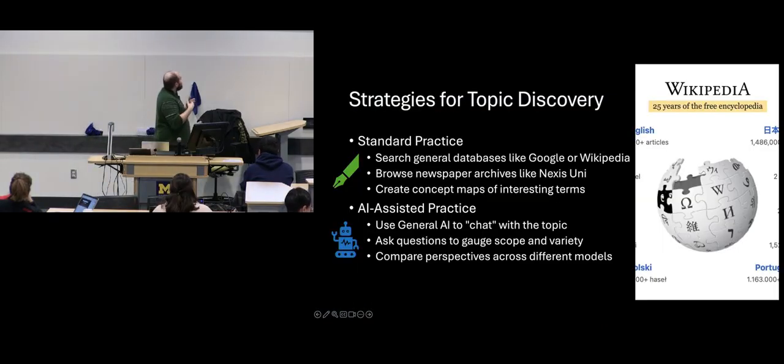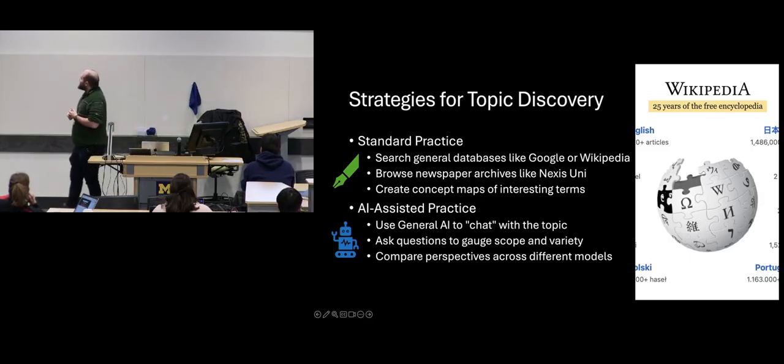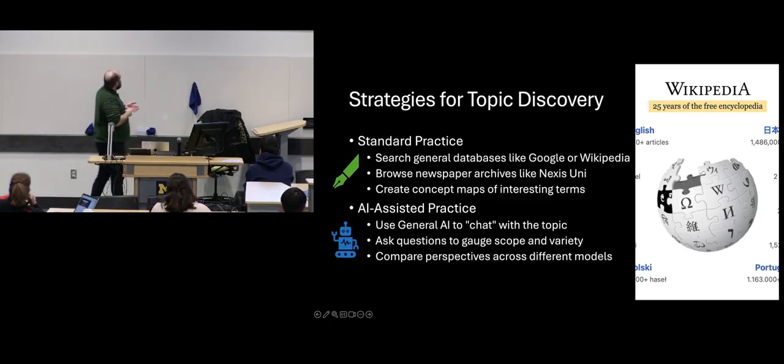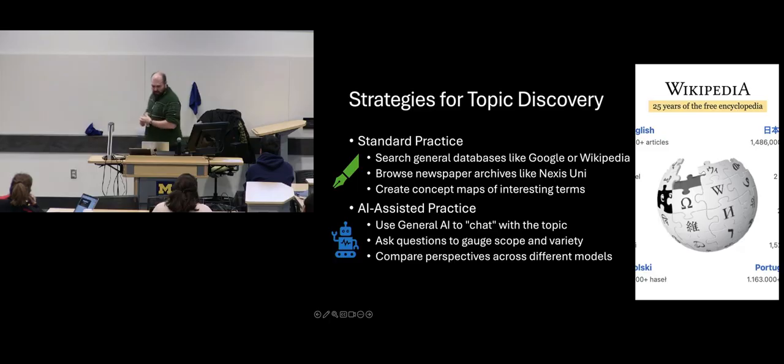So how would we standardly go about finding a topic? Well, you would probably search Google, Wikipedia, maybe depending on what kind of work you're doing. Maybe you're browsing the newspaper, creating concept maps in your head so that you can find key terms. The way that you would use AI is just to ask a general AI like ChatGPT about the topic, gauge the scope and variety of the question, and then one thing that's kind of useful is not just to rely on a single model, but try to ask several different models.